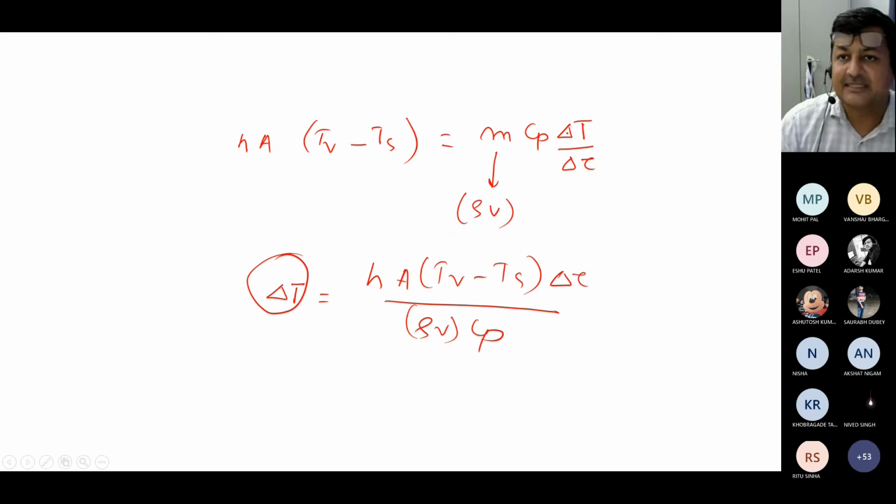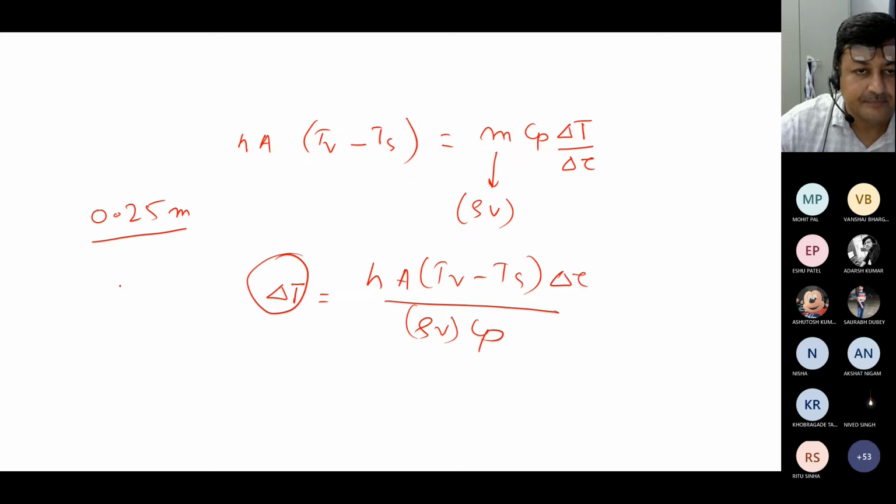So what am I expecting? This is going up. How much is the distance it is going up? That has been given to us. What is given in the question paper? 0.25 meter, right? And what is the velocity it is going up? 2.8, yes. So then what is delta tau? This will be equal to my delta tau, correct?